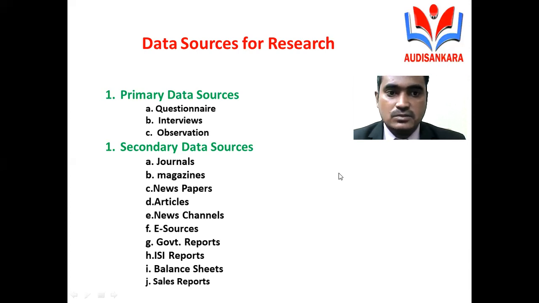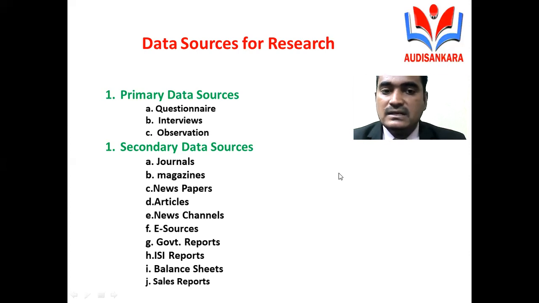So the primary data sources include three types: the questionnaire, the second one interviews, and the third one observations. These three things we call first-hand information, where a researcher will try to collect the data with his own efforts. We call it primary data sources.